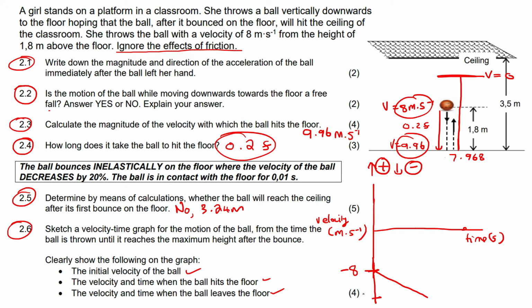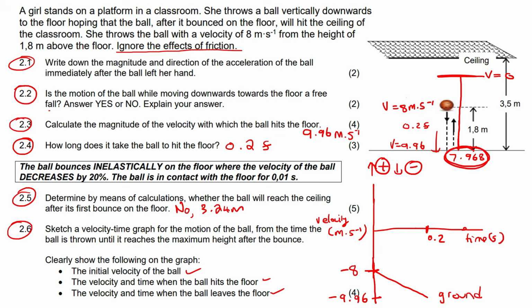So let's just put here -9.96. This is where it reaches the ground, okay? And we know that it took 0.2 seconds to reach the ground, so we could put 0.2 seconds over here. Now immediately when it hits the ground, it's going to do what? It's going to bounce up. At what velocity did it bounce up? Well, we calculated it like that. But because it's going to be going up, that's now going to be a positive value.